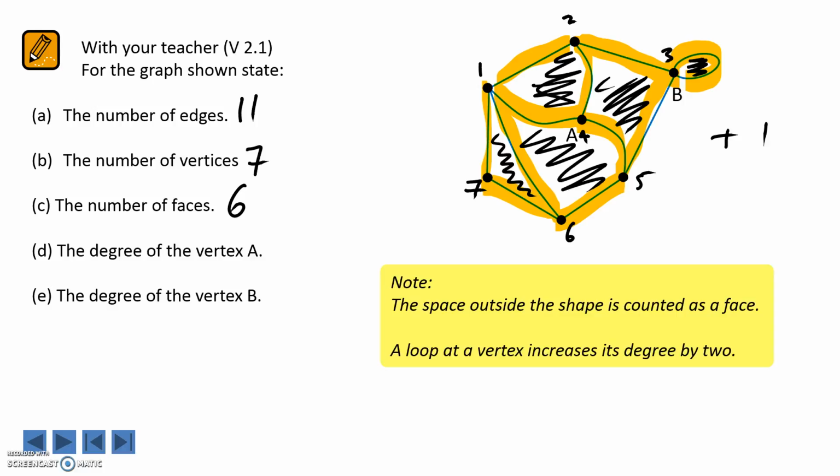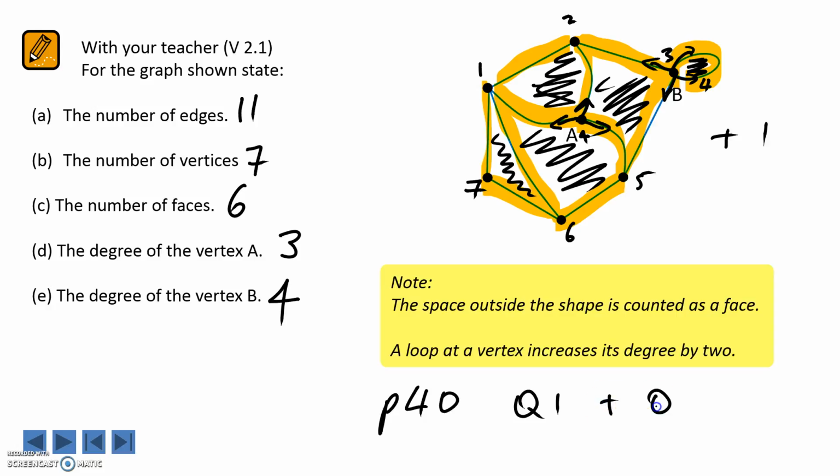The degree of vertex A. That means how many lines, how many edges are coming off vertex A. So 1, 2, 3. The degree of vertex B, 1, 2, and now it's a loop, we add 3, 4. So there's actually an extra one with a loop. What I would like you to do now is go to page 40 and do question 1 and question 2.